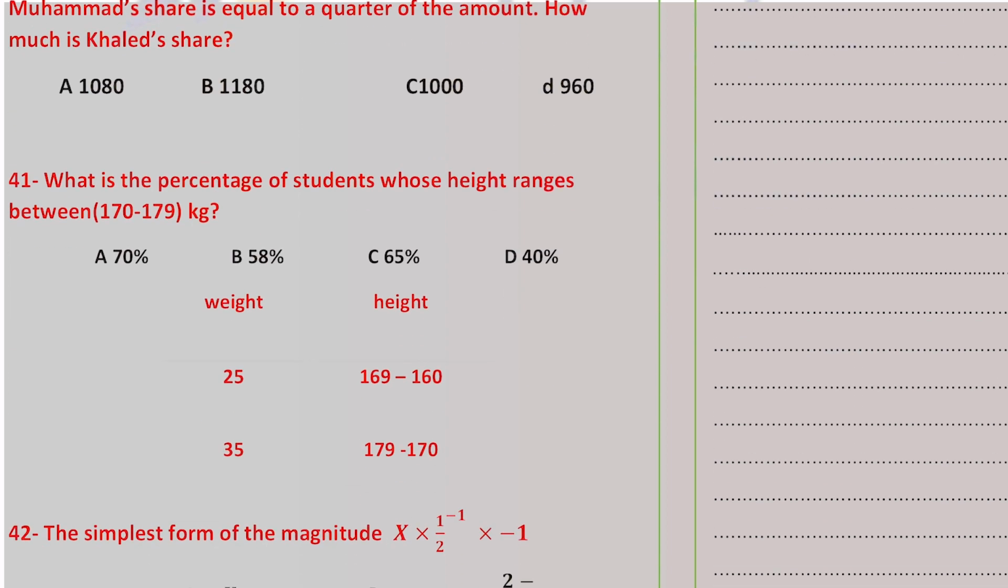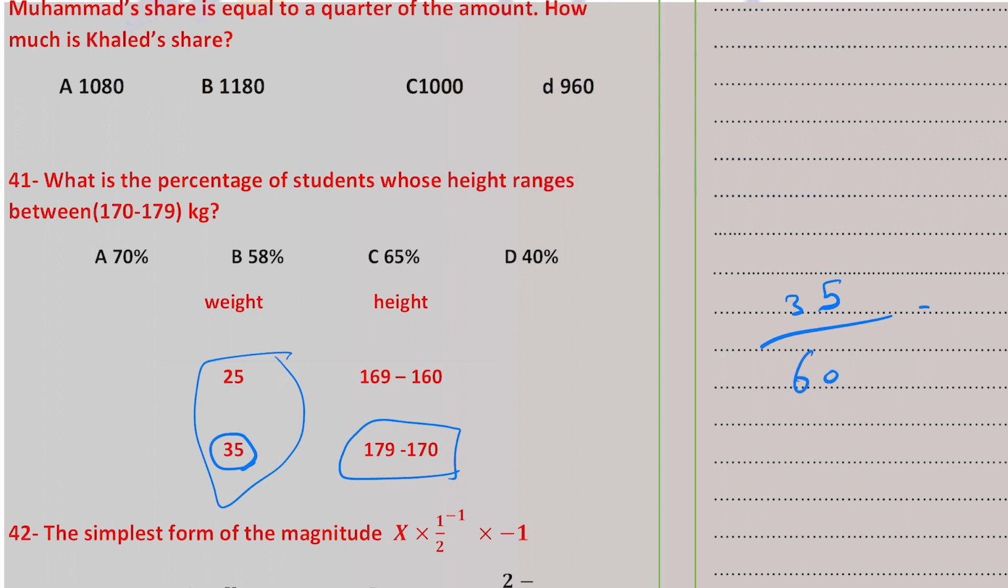Question number 41, which is the percentage of the height range from 170 to 179. The percentage here, we have 35 students, out of what? We need the total of the students. So I will add both of them. 25 and 35 will be 60. We need the percent, so x over 100. And now we can use cross multiplication. It will be 35 times 100 over 60.